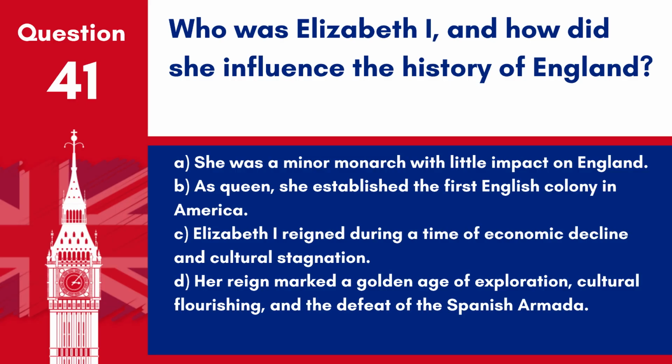A. She was a minor monarch with little impact on England. B. As Queen, she established the first English colony in America. C. Elizabeth I reigned during a time of economic decline and cultural stagnation. D. Her reign marked a golden age of exploration, cultural flourishing, and the defeat of the Spanish Armada.